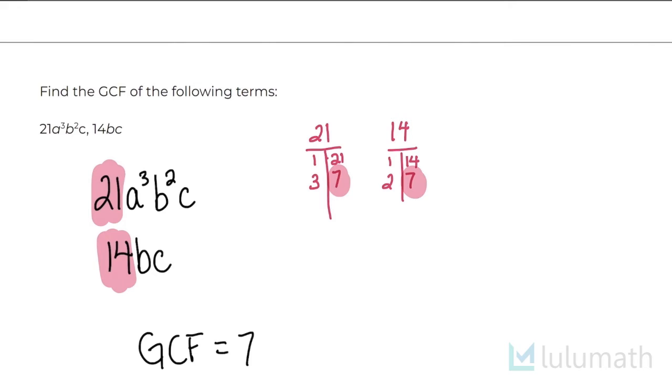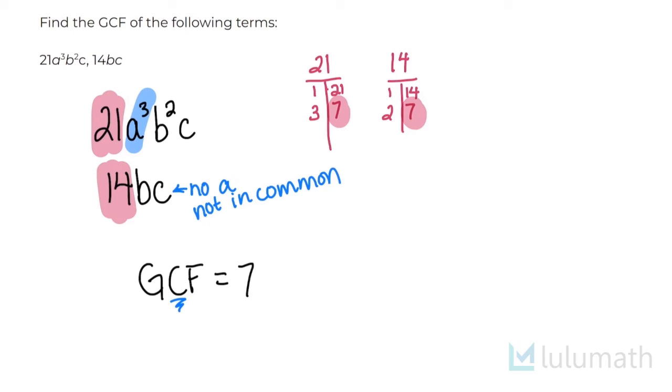Now looking at the a's that we have here, we have a to the power of 3, but there is no a in this expression right here. So because there's no a and it's not in common, we don't include a in our GCF because remember the C in GCF means common. Okay, now let's go ahead and look at our b's. So we've got b to the power of 2 and we've got b to the power of, this is an invisible 1 right here.